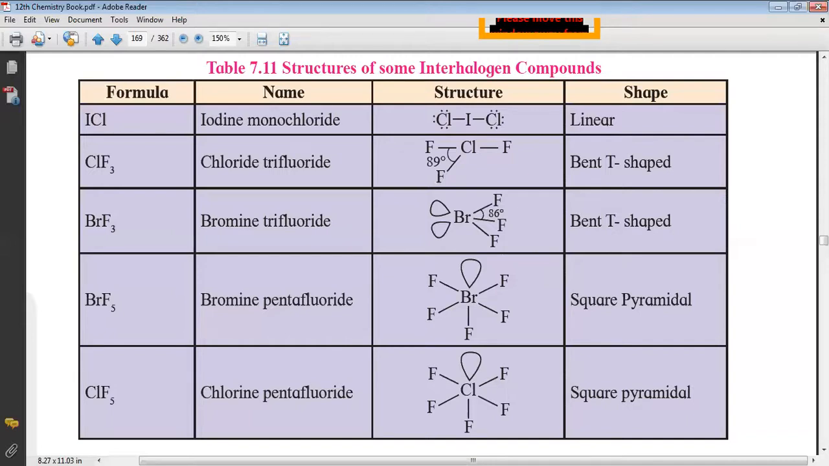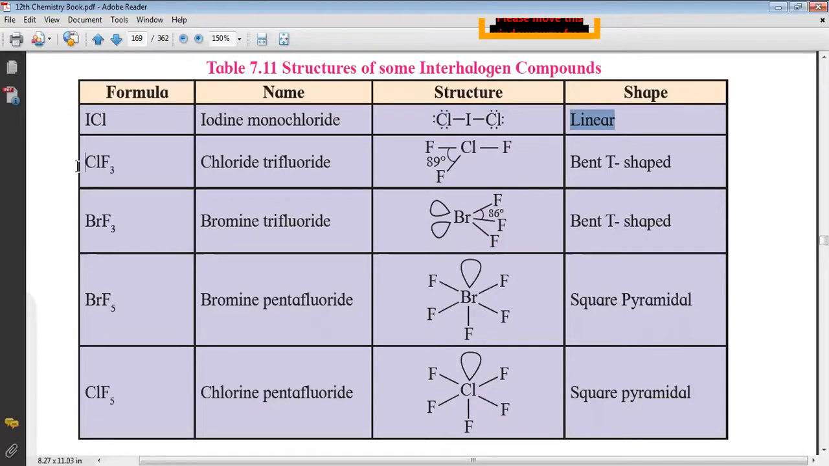Okay, now you see, let us take the first one, ICl, iodine monochloride. But the structure is wrong, it should be ICl, there should not be one extra Cl. This Cl should be removed. ICl, that's all. Its shape is linear. No need to mention anything more about it because it's a very simple molecule.